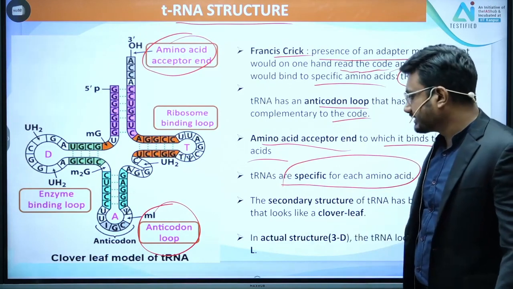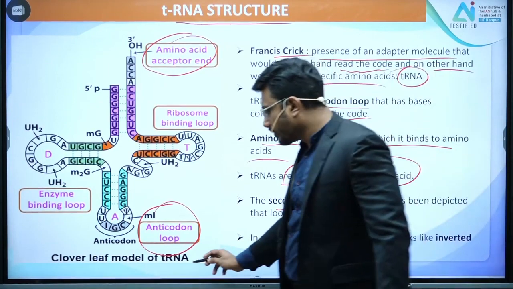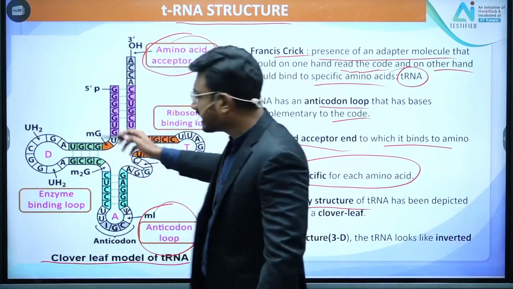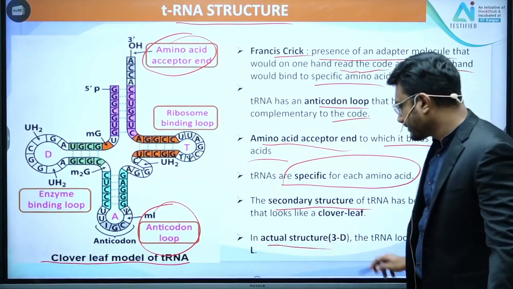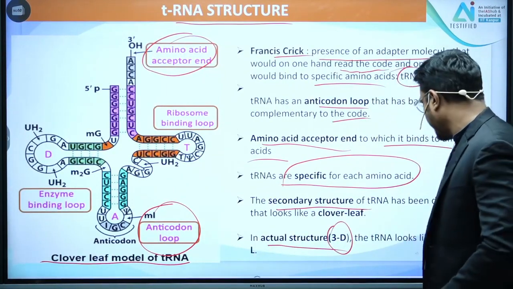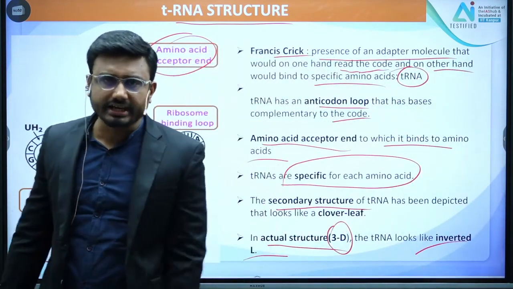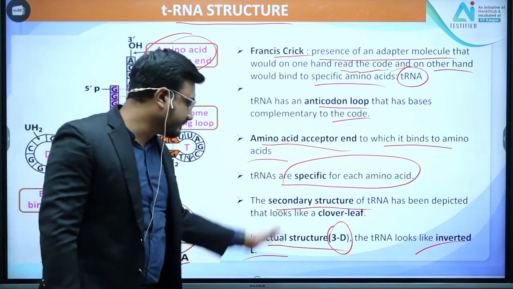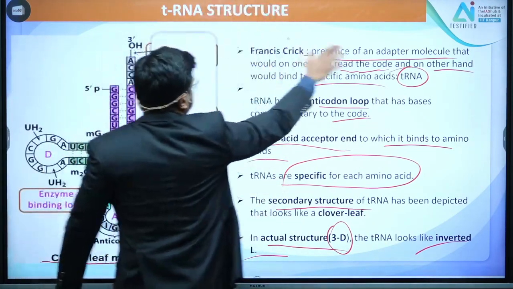So the secondary structure of the tRNA is the clover leaf model of tRNA. So this is the secondary structure of the tRNA. The actual structure of the tRNA is the 3D form that looks like an inverted L. So now let us move to the next concept.